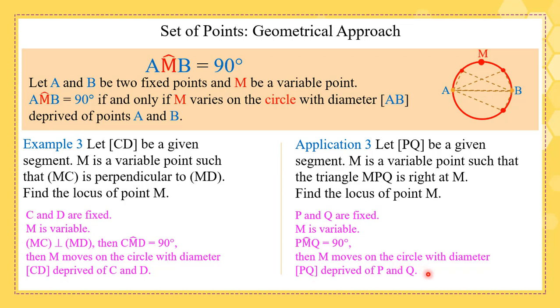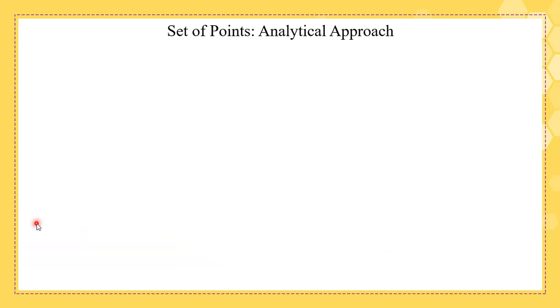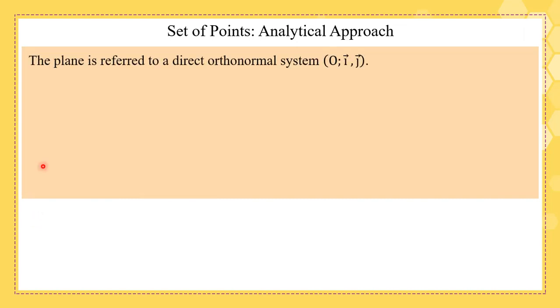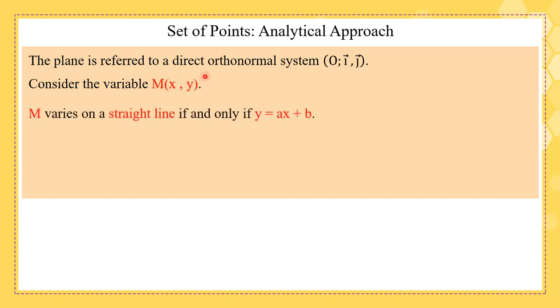Now let's see the second part of that chapter, which is set of points but in an analytical approach. Let's see what we mean by this part. The plane is referred to a direct orthonormal system. We have a variable point M, x, y. M varies on a straight line if and only if y equals ax plus b, and we know this from before because an equation like y equals ax plus b represents a straight line.